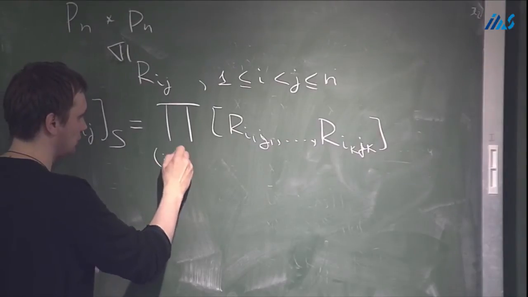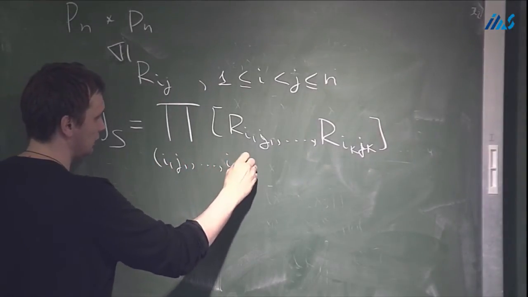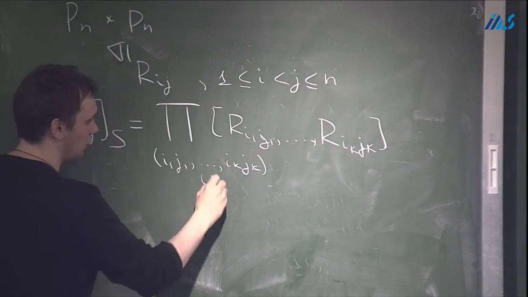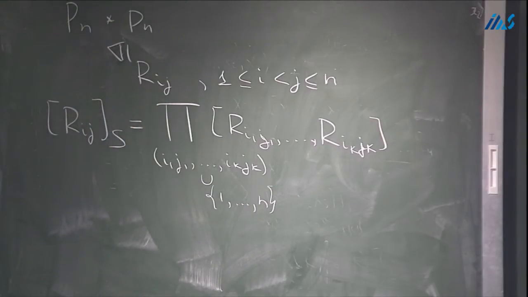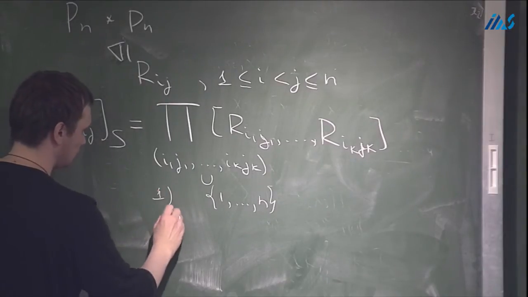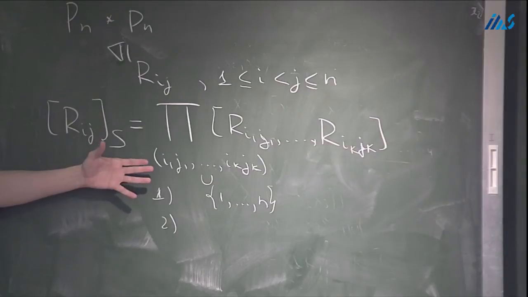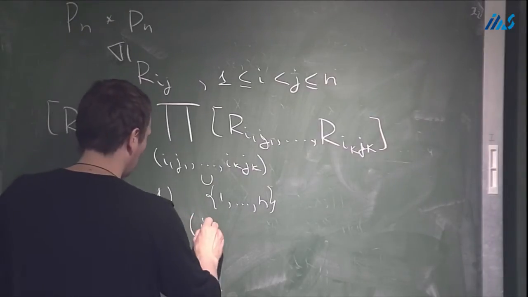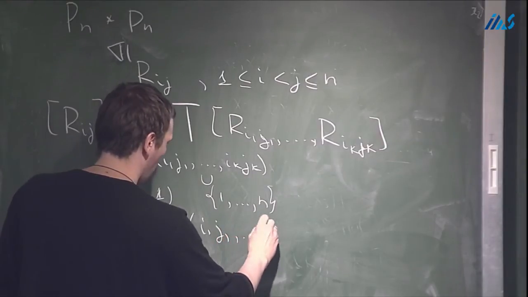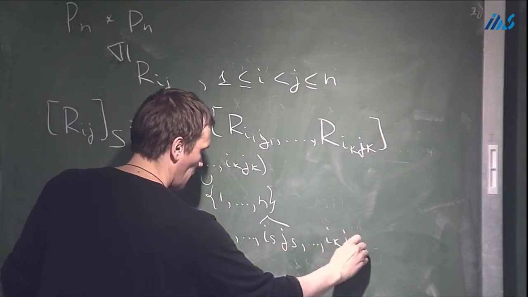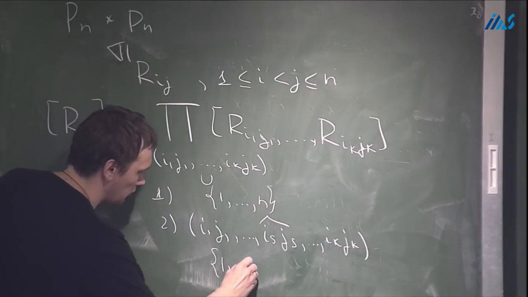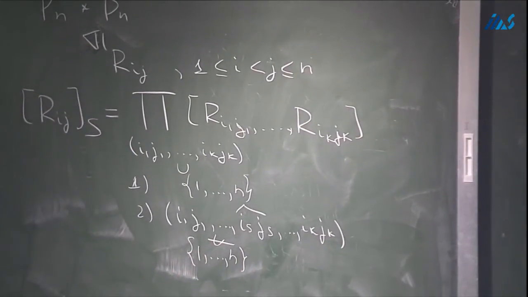This collection of numbers I1, G1, and so on, IK, GK, is such that all numbers from 1 to n appear here at least once. This is the first property. And the second property is that this is a minimal collection with such a property. It means that when we delete some pair from here, then the first property will not be satisfied. Okay. Clearly, there are only finitely many such collections. We can write all of them.